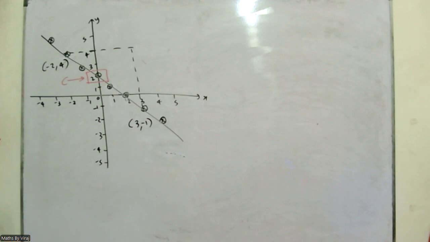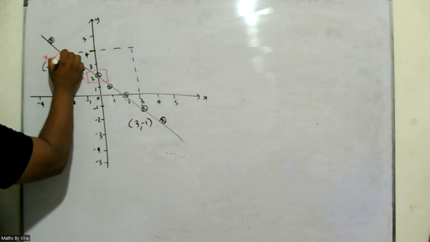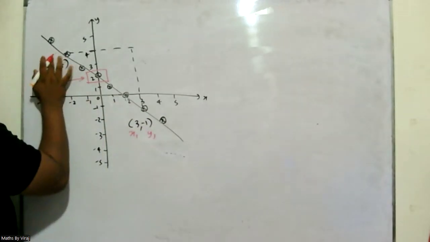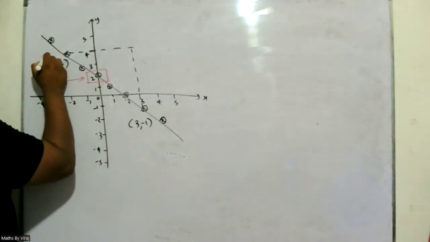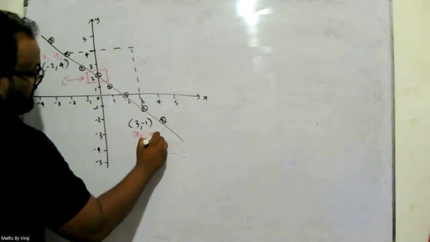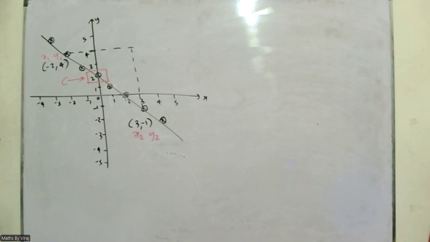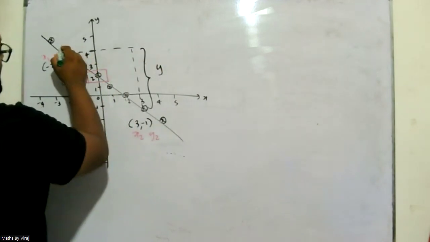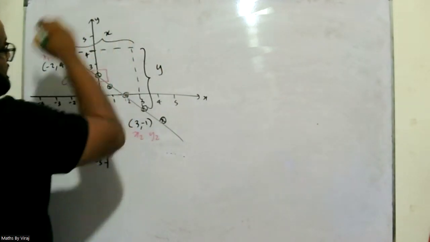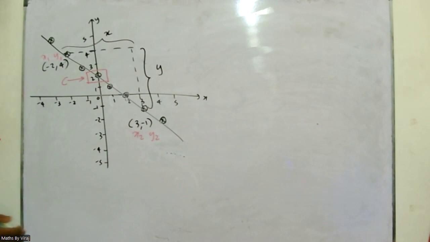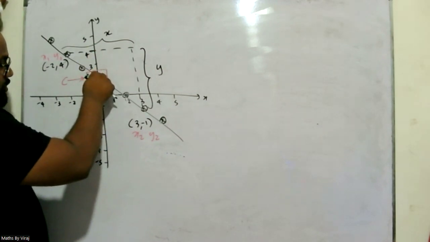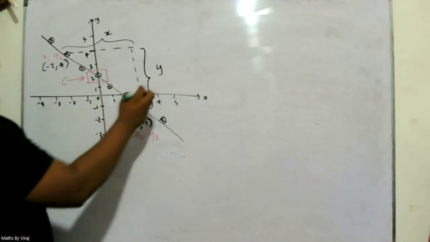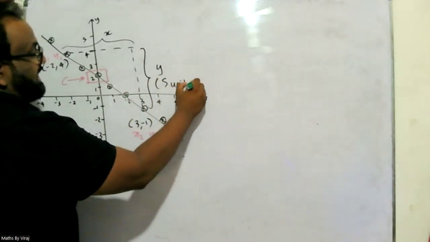Now let me mark this as x1, y1, x2, y2. Now the theory remains the same. We need to get the y and we need to get the x. What is my y? How many units are there? 1, 2, 3, 4, 5. Yes or no? There are 5 units when you manually calculate it.